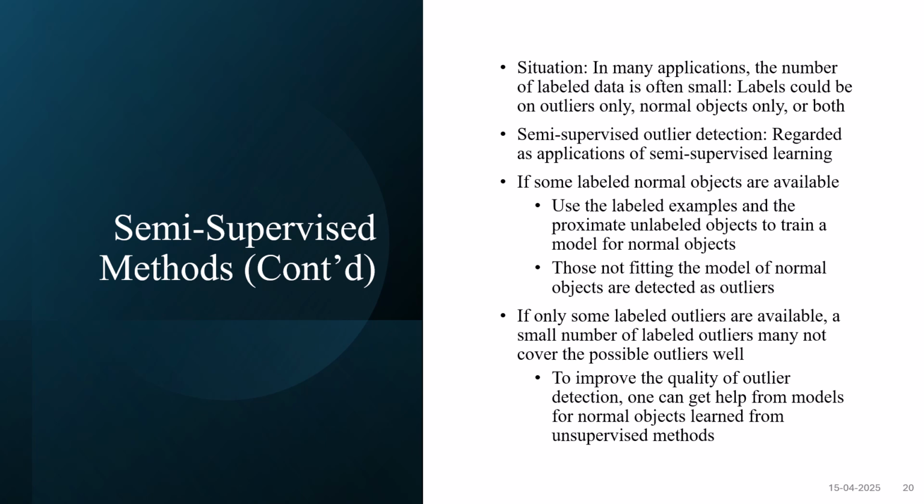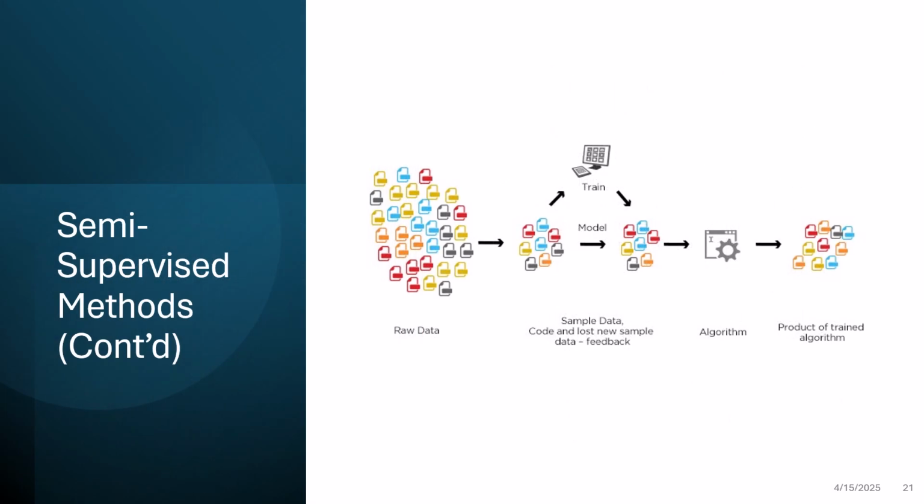If only some labeled outliers are available, a small number of labeled outliers may not cover the possible outliers well. To improve the quality of outlier detection, we can get help from models for normal objects learned from unsupervised methods. Raw data will be supplied to the program, then train the model, then sample data, code, and lastly new sample data. Then it is given to the algorithm. The product of the trained algorithm will be the output.